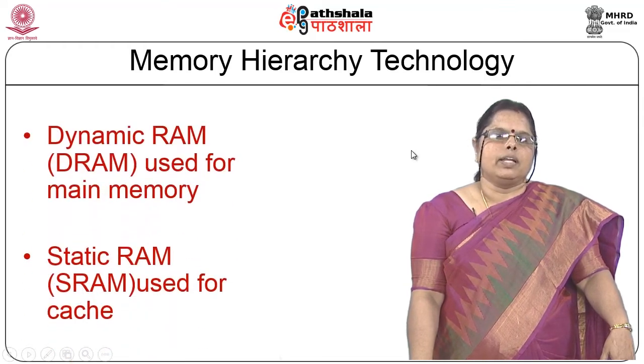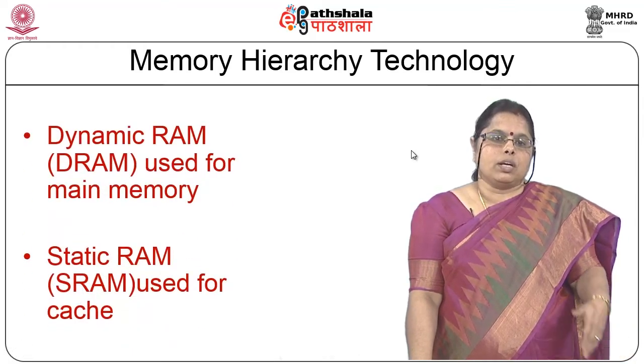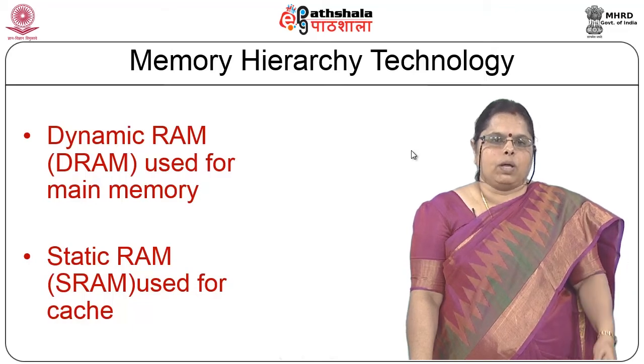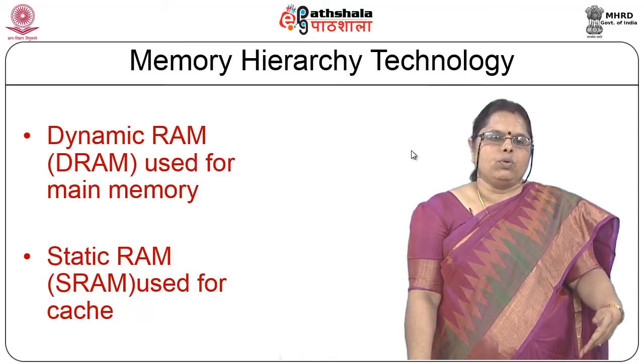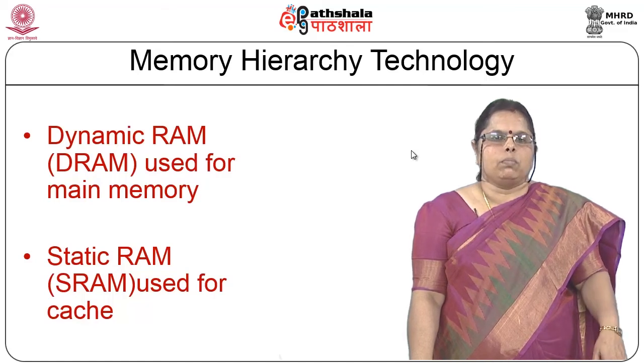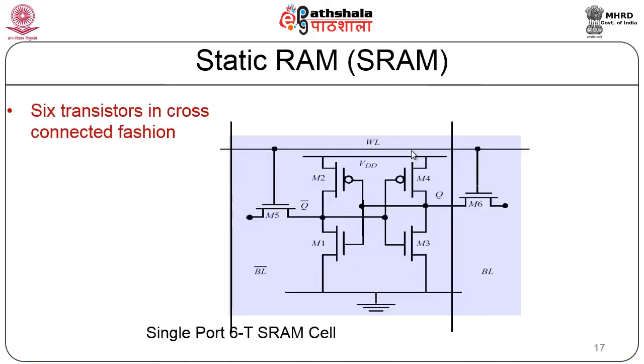So, obviously dynamic RAM is used for main memory, because it is going to satisfy more of your capacity requirements, but it may not be very fast, and static RAM is going to be used for satisfying your speed requirements. It is used for your caches. So, we look at a little more detail of these types of memories.